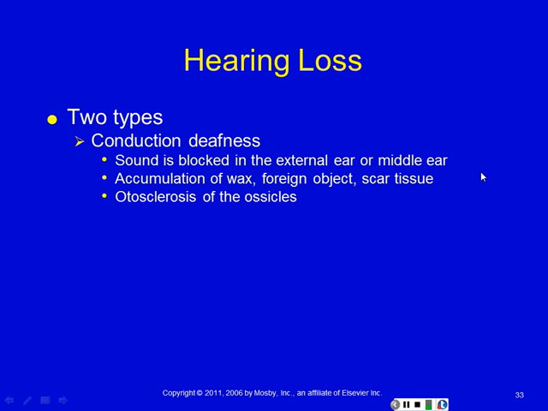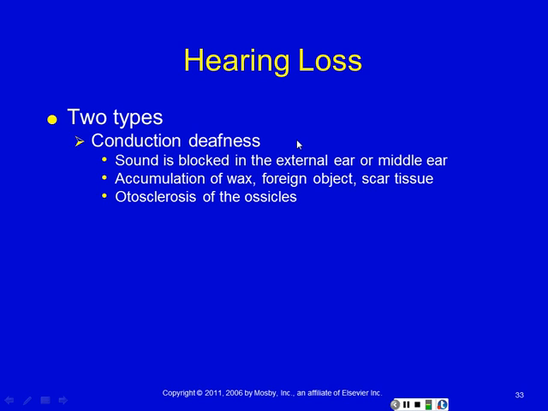All right, so from eyes to ears. Okay, so hearing loss. Obviously, the thing we're concerned most about with the hearing system or the ear is deafness. So there's two types. There's conduction deafness and there's sensory neural deafness.